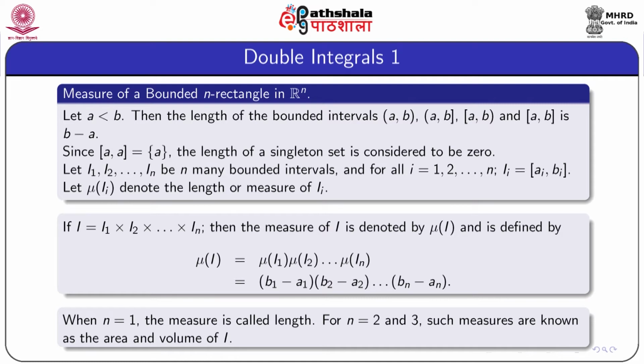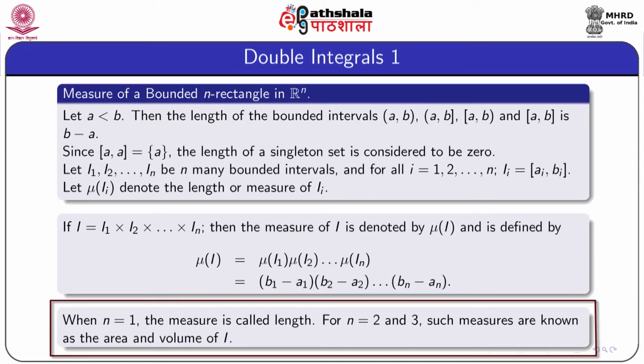Let I1, I2 up to In be n many bounded intervals and for all i from 1 to n, let Ii be the closed interval [ai, bi]. Let mu(Ii) denote the length or measure of Ii. If I is the Cartesian product of I1, I2 up to In in the natural order, then the measure of I is denoted by mu(I). Some books denote this by m(I), and it is usually defined by mu(I) equal to the product of the mu(Ii)'s, that is (b1 minus a1) multiplied by (b2 minus a2), multiplication continued up to the nth term, that is (bn minus an).